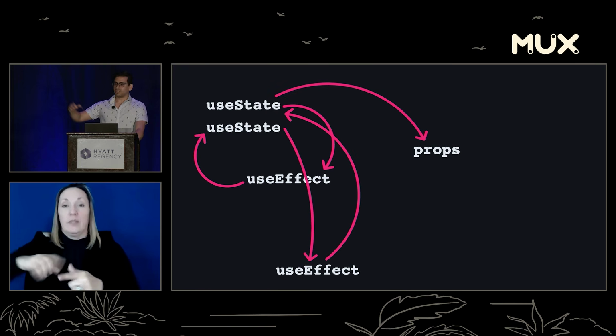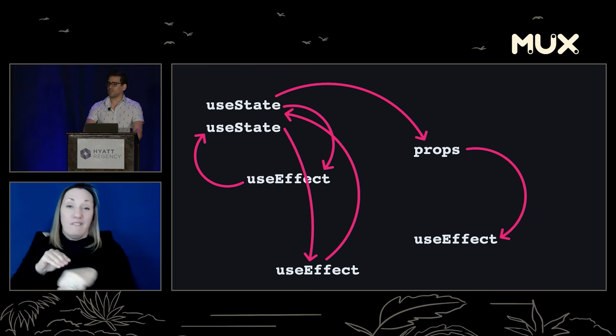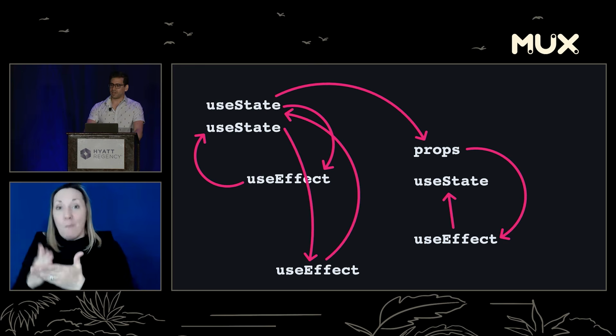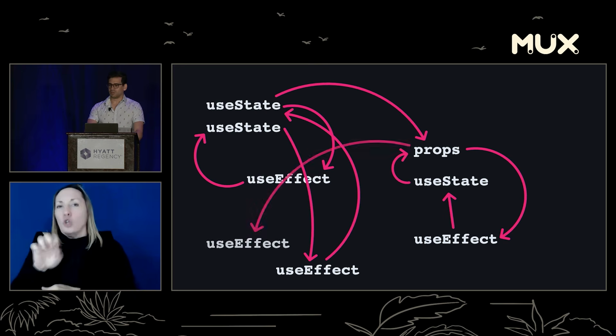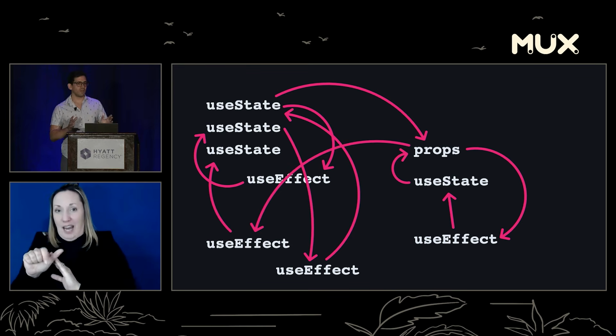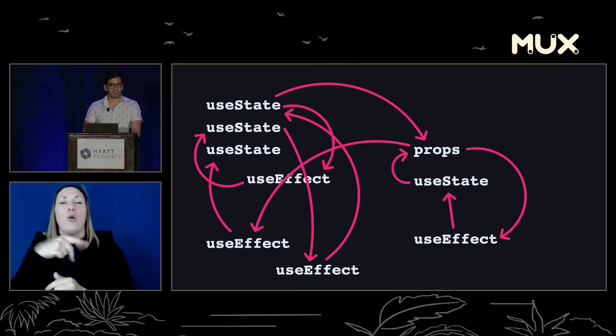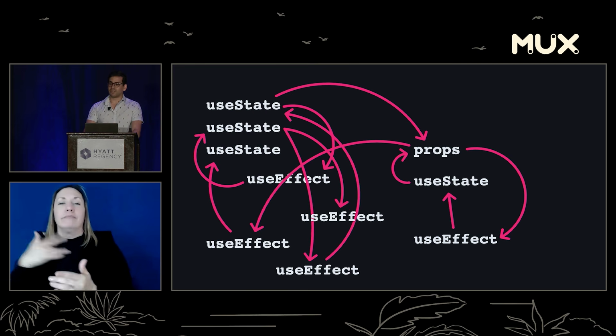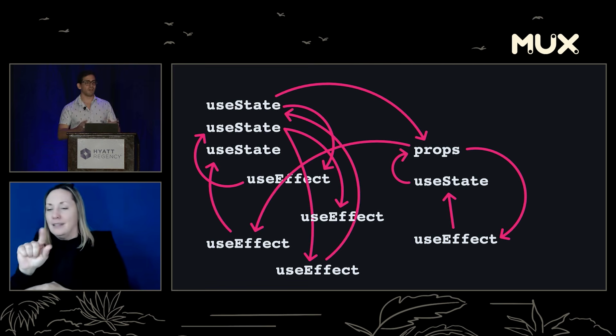And also, this might just affect props of another component, which is going to trigger another useEffect, which probably has its own useState here, which triggers props. And basically, this is what your application logic tends to look like when you decide to put everything inside of useState and useEffect. It becomes very hard to maintain.